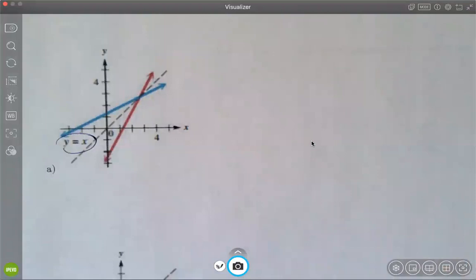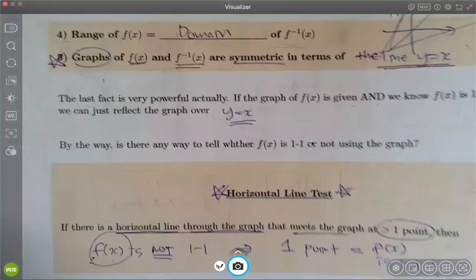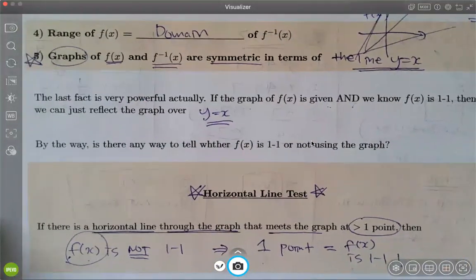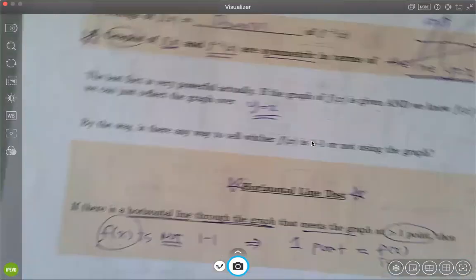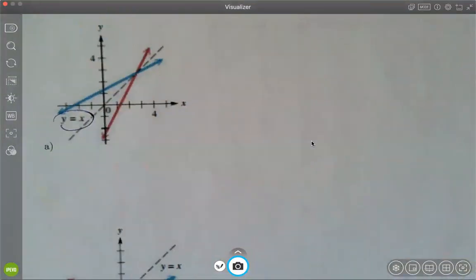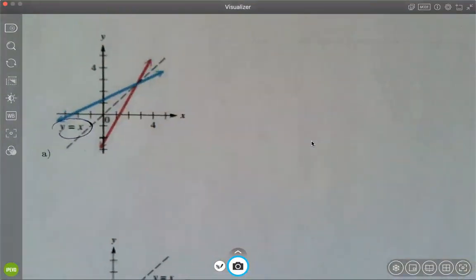And how do we know it? So was there any fact that can be used to tell whether they are inverses? What did the previous fact say? The graphs of f of x and its inverse are symmetric in terms of the line y equals x. Remember that? So in other words, are these two graphs symmetric in terms of this dotted line?